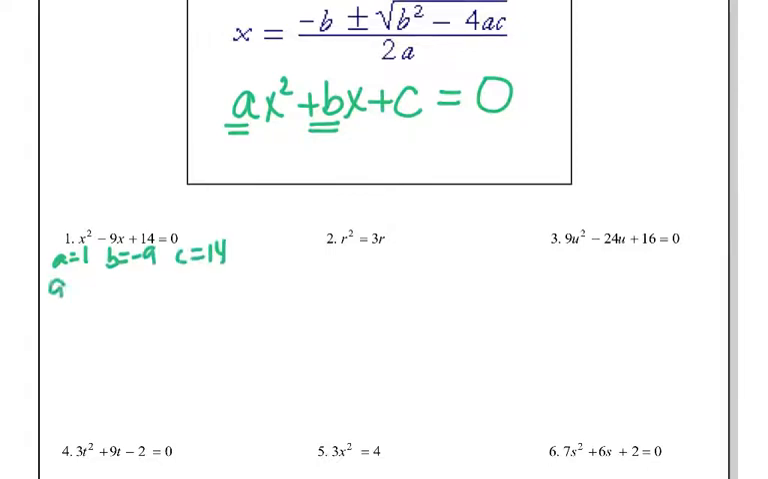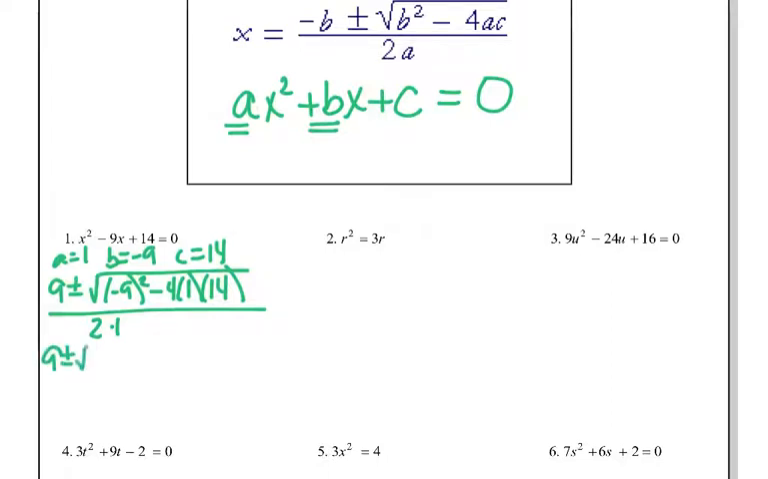So opposite of b means 9, opposite of negative 9, plus or minus square root of negative 9 squared, which is 81, minus 4 times 1 times 14, all over 2 times 1. So 81 minus 56, I'm doing it in my head, 81 minus 56, isn't that 25? Which is nice because it's a perfect square, right? So 9 plus or minus 5 over 2.